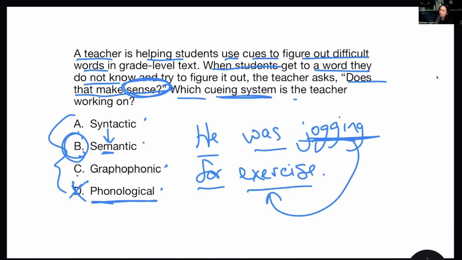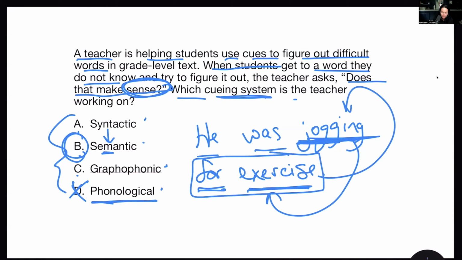And you say to the student, does that make sense? Look at the words around it. For exercise, does giggling go with exercise? Maybe, but what else goes with exercise a little bit better? Let's sound out this word. That is semantics, because you're using the other words around it to get to the meaning or the logical word in the sentence. So anytime when the teacher says, does that make sense?